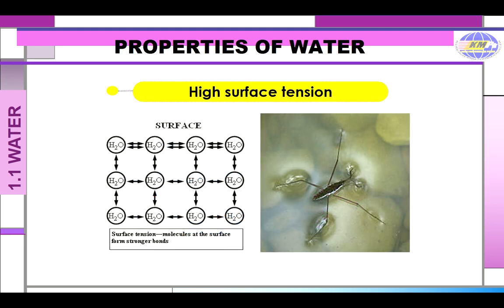Water has high surface tension. This is due to the cohesive force that exists among the water molecules at the surface and below of water in a glass, a pond, or a stream. The surface of water forms a film which can support small insects such as an ant and a water strider.